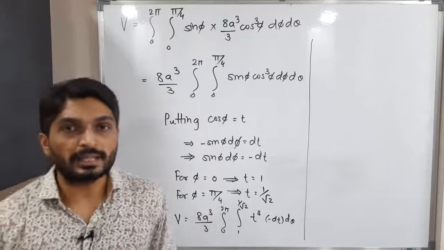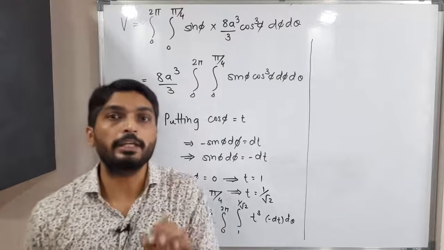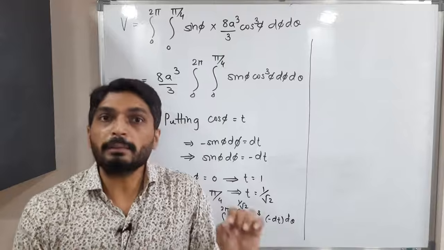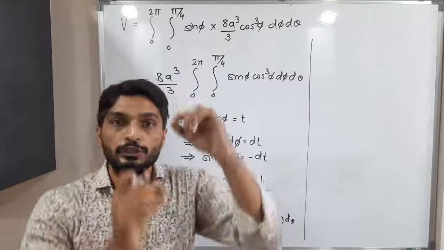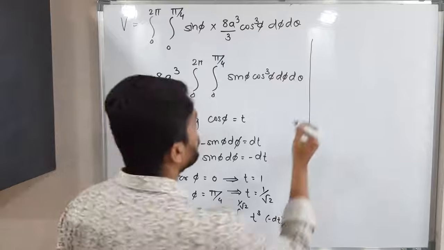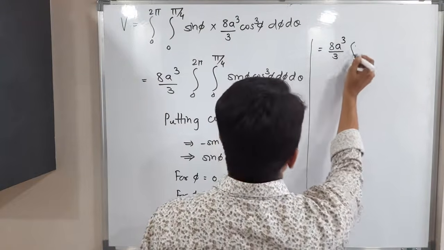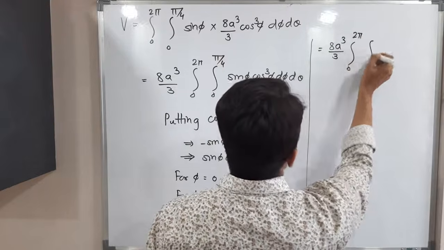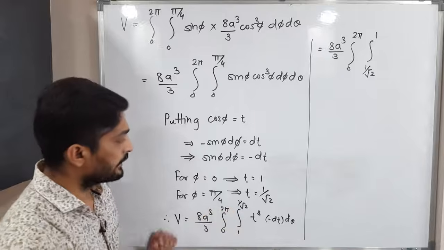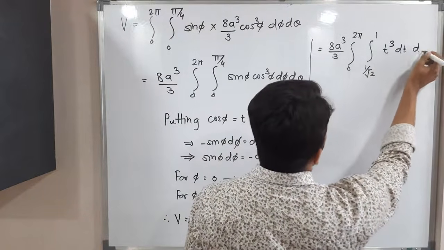How to remove that minus sign? We have two methods. Either we can take that minus sign outside, or directly we can use the property of definite integrals. To remove that minus sign, simply we have to interchange the upper and lower limits. Then the minus sign will vanish. So let me use that property. 8a cube by 3 and 0 to 2 pi. The limits will be from 1 by root 2 to 1 now. So I have interchanged the limits, t cube dt and d theta.